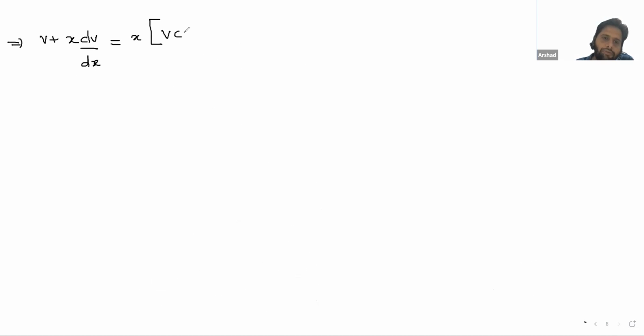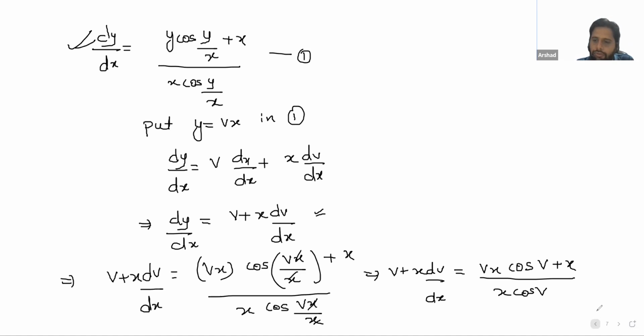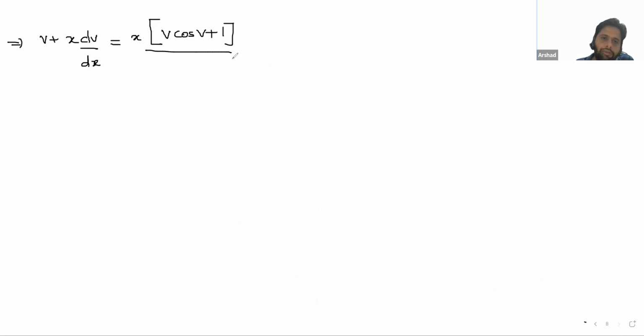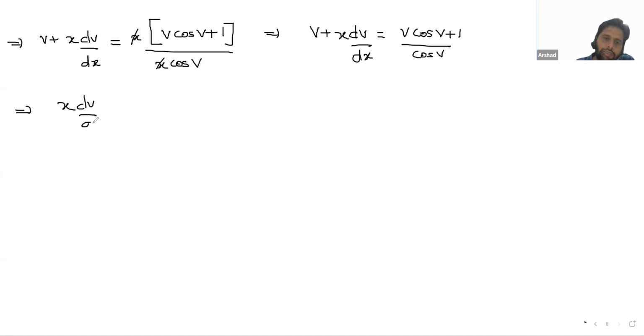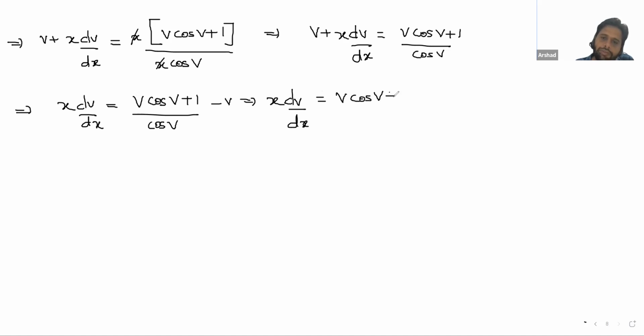So what we will get, v cos v plus 1 by x cos v. Okay, x will also get cancelled out. Now what we get here, v plus x dv by dx is equal to v cos v plus 1 by cos v. So x dv by dx is equal to v cos v plus 1 by cos v minus v. So here we will get x dv by dx is equal to v cos v plus 1 minus v cos v by cos v.